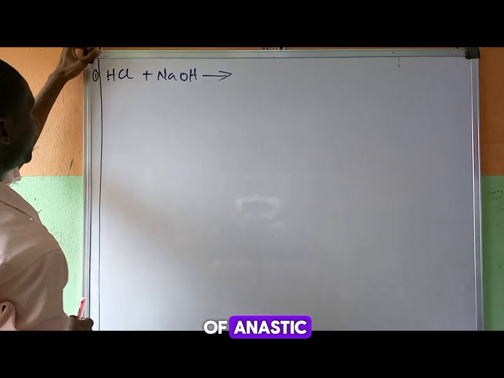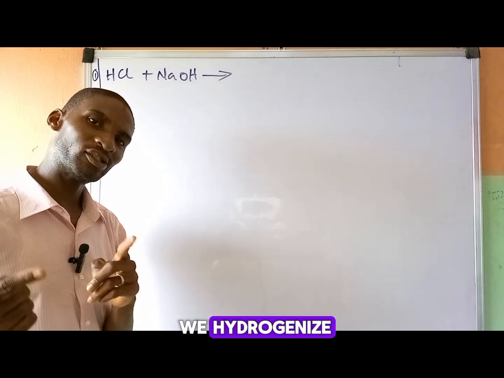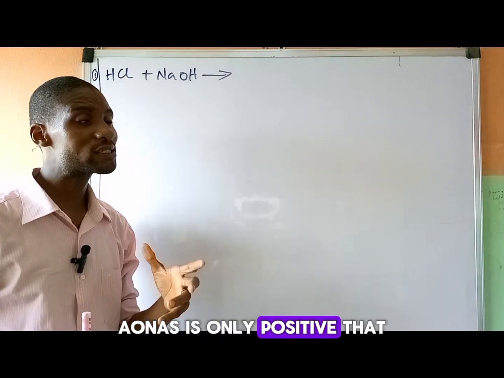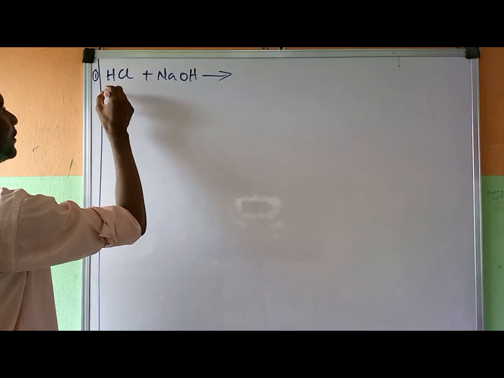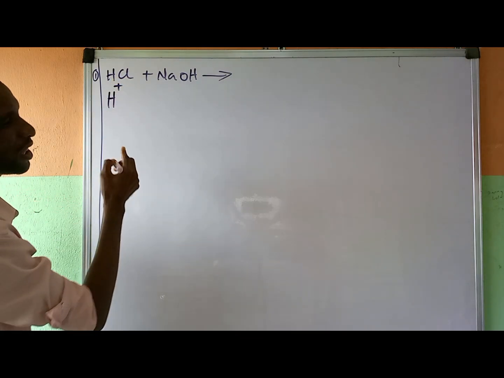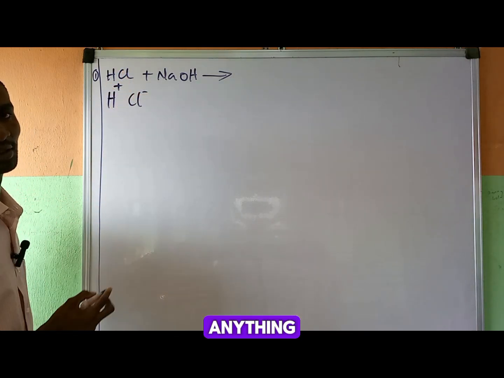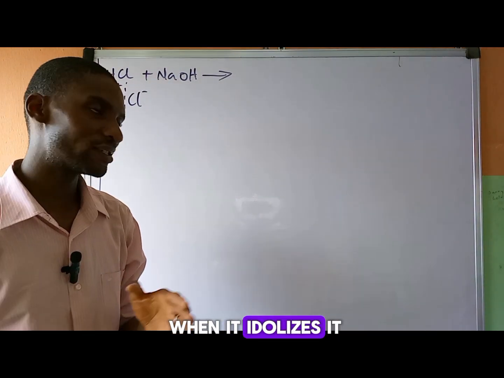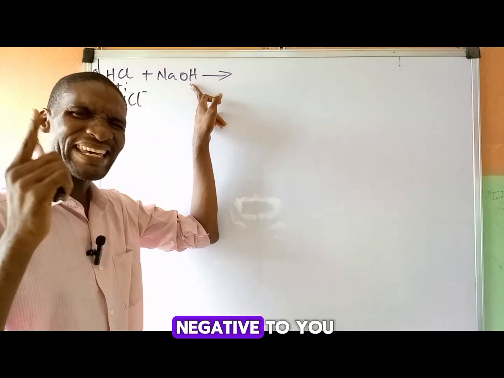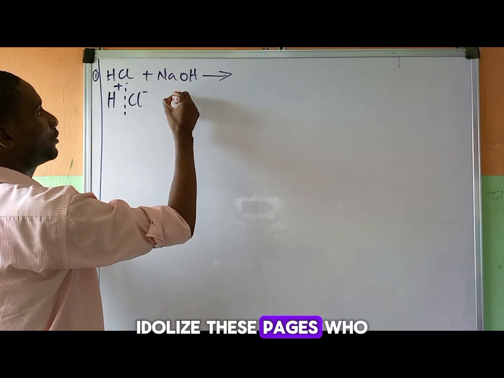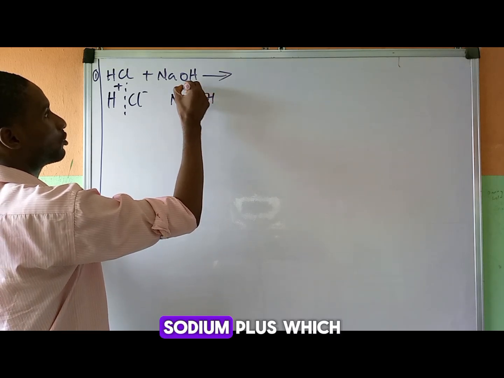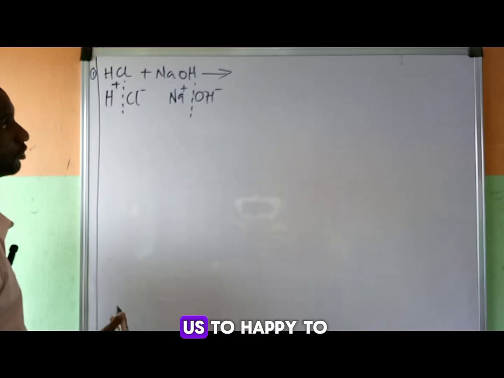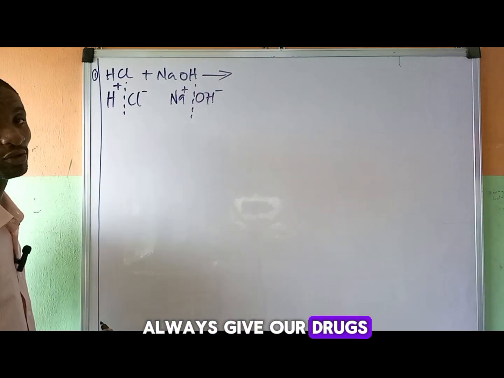According to the definition, an acid is a substance that we ionize, or split into ions, to give hydrogen ion as its only positive ion. So anytime you have an acid, it will always ionize to give you H plus, and the second part is the chloride ion. A base is a substance that when it ionizes, gives hydroxide ion as its only negative ion. So if you ionize this base, you have sodium plus and OH minus. This is what a base will always give to us, hydroxide ion.